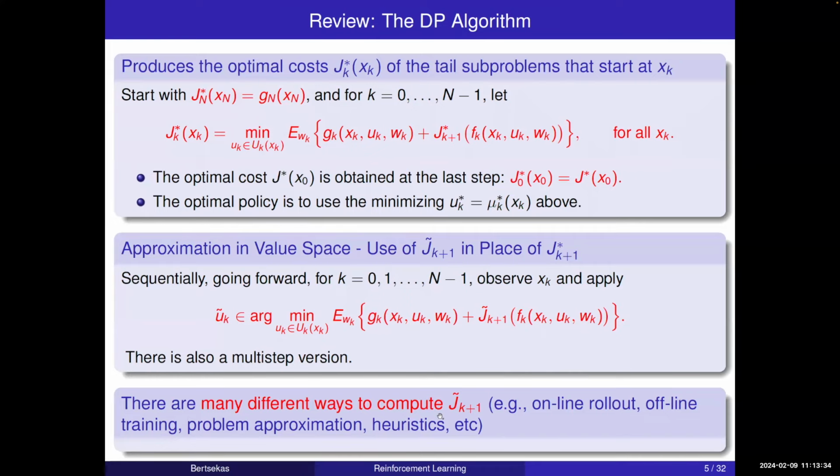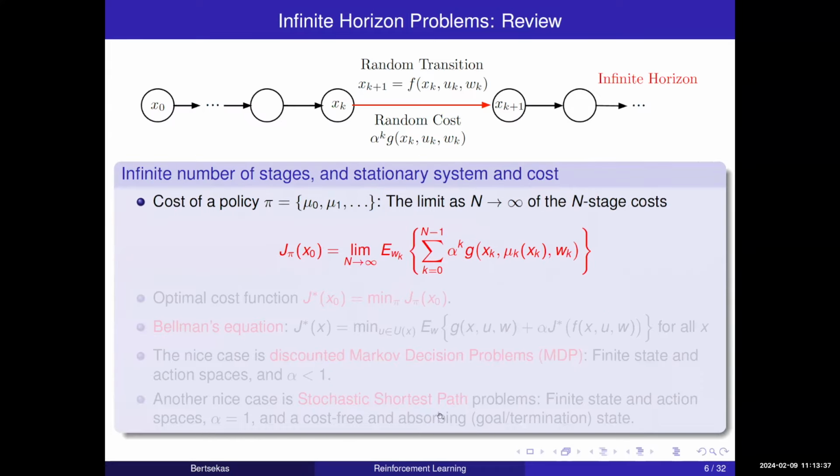Okay. So I want to compare finite horizon problems to infinite horizon problems so we can inherit all the good intuition. But let me first remind you of how infinite horizon problems work. So again, we have a state and control space. And at a state xk, we have the system equation that brings us to the next state. And again, we have a random cost, but the random cost has this factor in front of it, alpha to the k. Here, there is an infinite number of stages and a stationary system and costs.